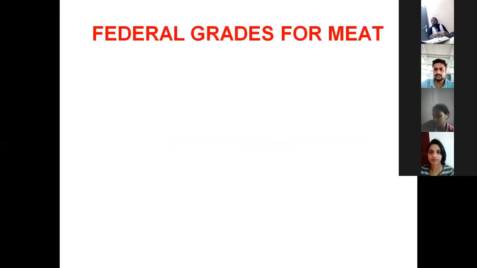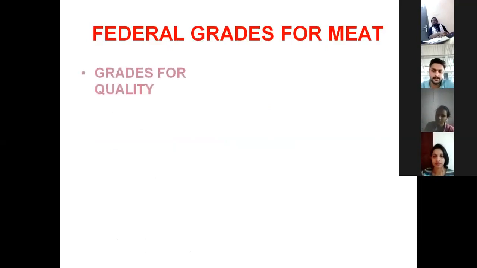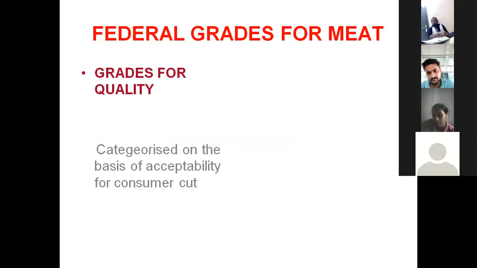So coming to the federal grades for meat, there are basically 2 types of grading we follow. One is called the quality grade and another is called the quantity grade. Quality grade indicates the palatability characteristics. For example, the tenderness, juiciness, flavor, color, all this indicates the quality grade.